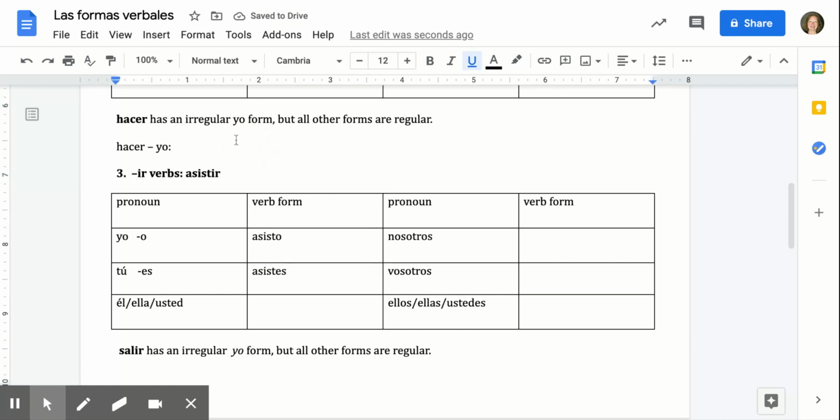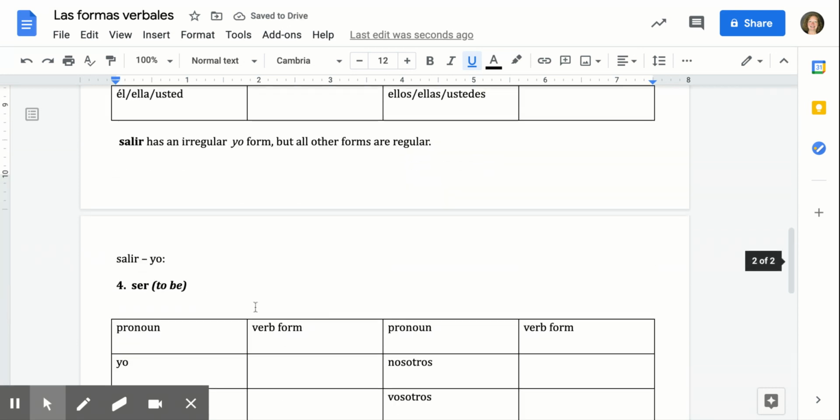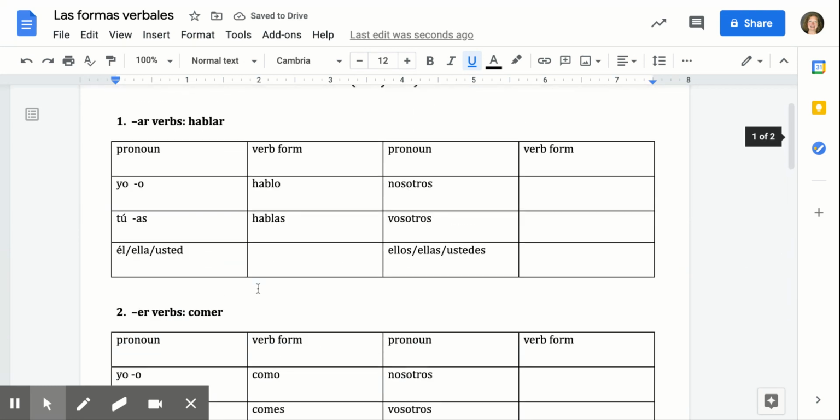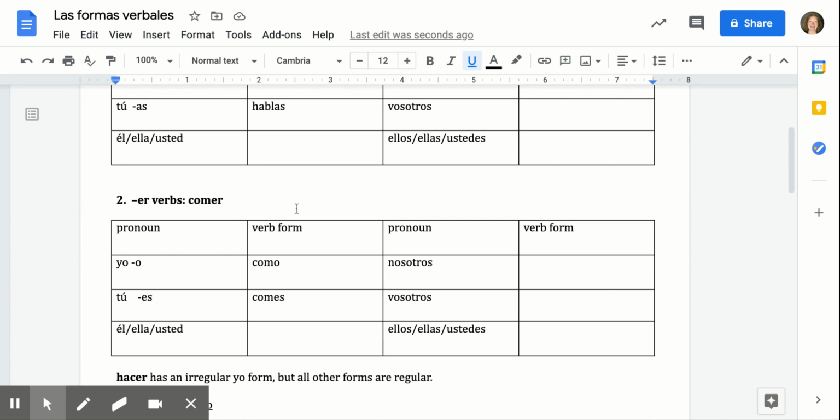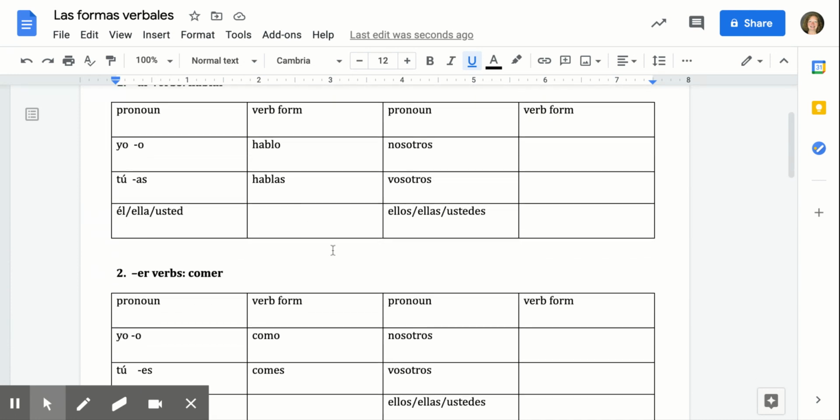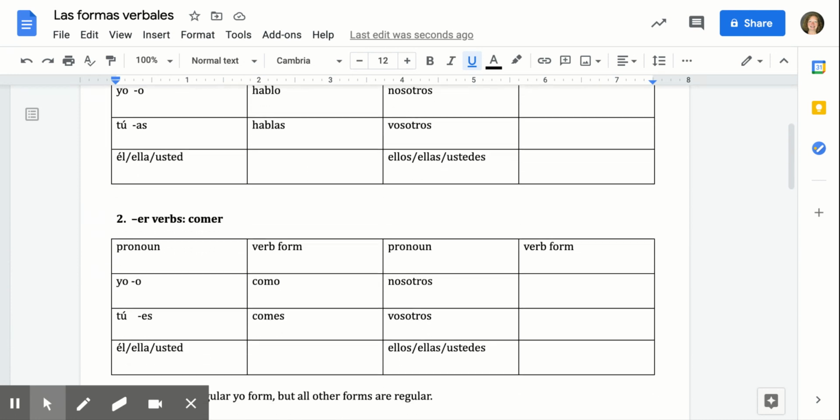All right, now I should have done this, I forgot about this. For irregulars like hacer, the yo form is hago. And then salir, same thing. The yo form is salgo. So it's irregular, you just have to memorize it. If you produce it as a regular verb, like you say haco and salo, people will understand you because it's the kind of mistake kids make. As long as you're following the rules, you're understandable.